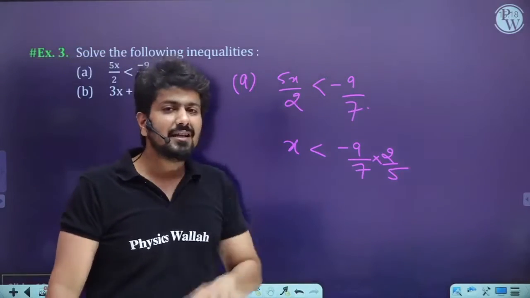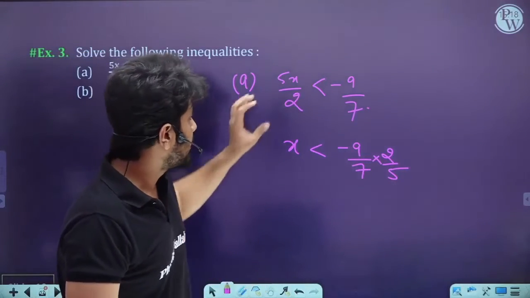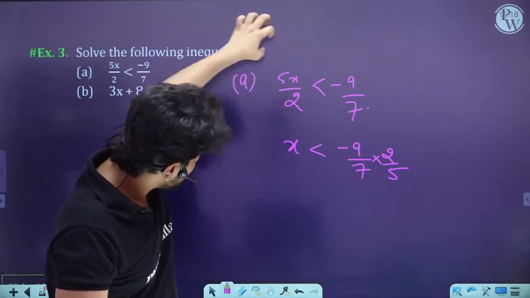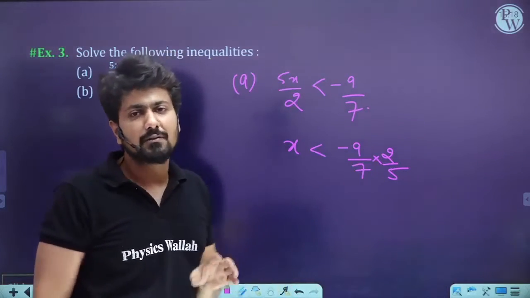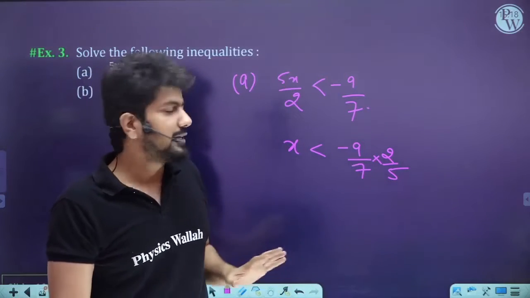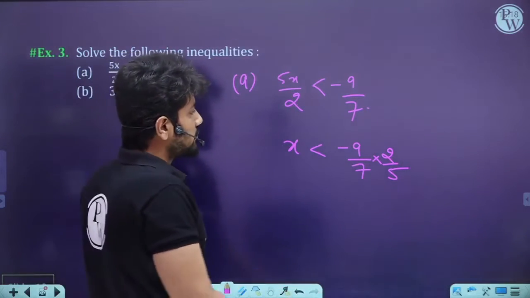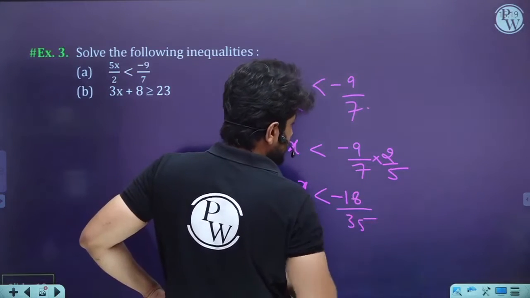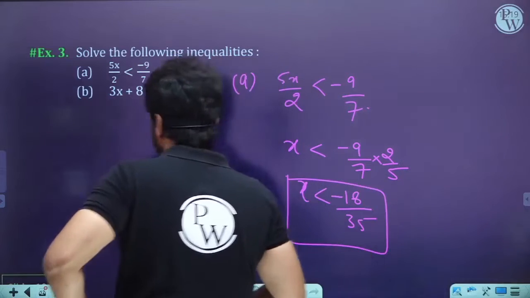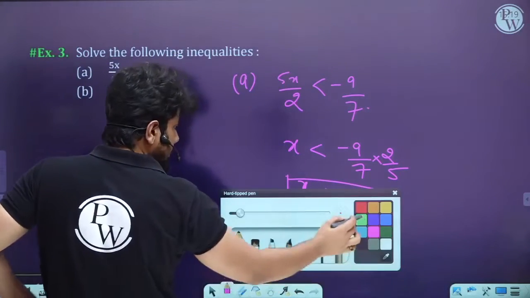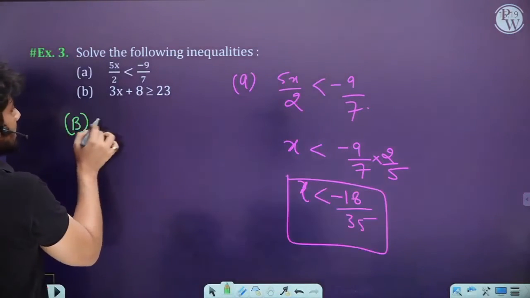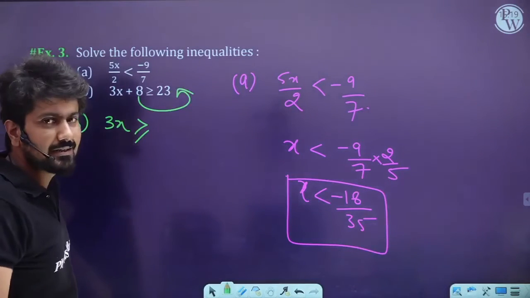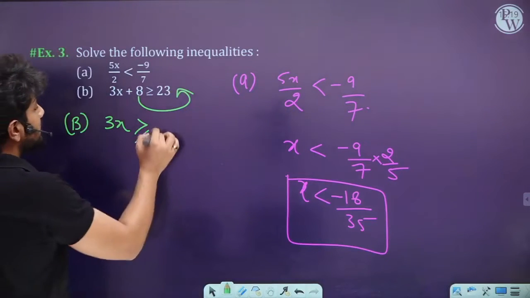There will be no change in the inequality because you are dividing by a positive number. In the right hand side there is a negative number, but you are dividing by a positive number, no? So there will be no change in the inequality. So here we have x less than minus 18 by 35. Very easy. Now the second part, the B part for this question, we have 3x greater than or equal to, if you send this 8 to the right hand side, 23 minus 8, that will be 15.